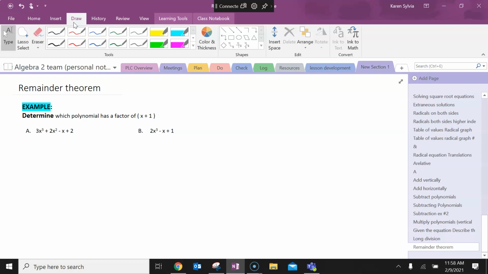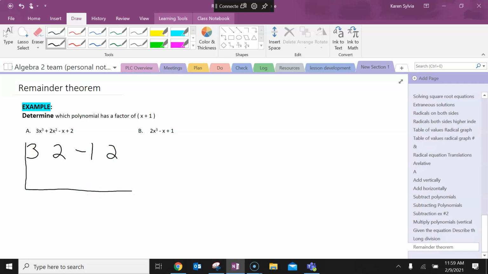If the remainder is any number other than 0, then the divisor is not a factor because there is stuff left over. So what I need to do is set up my synthetic division for A, where my dividend is 3x cubed plus 2x squared minus x plus 2, giving me the coefficients of 3, 2, negative 1, and 2.